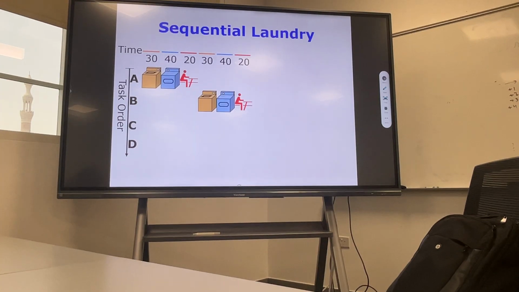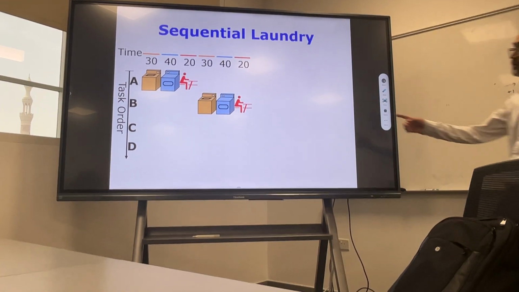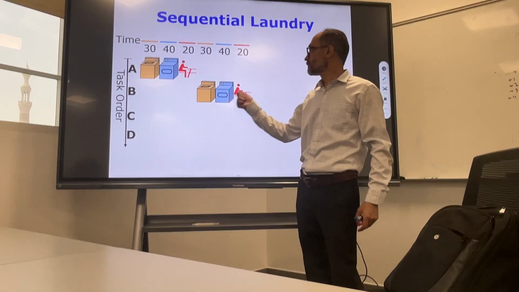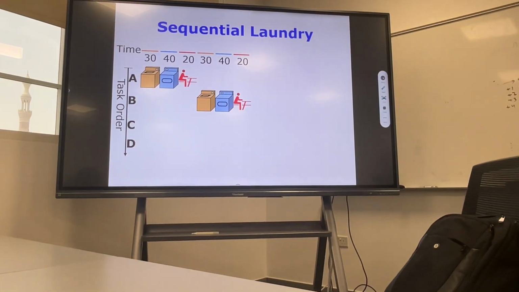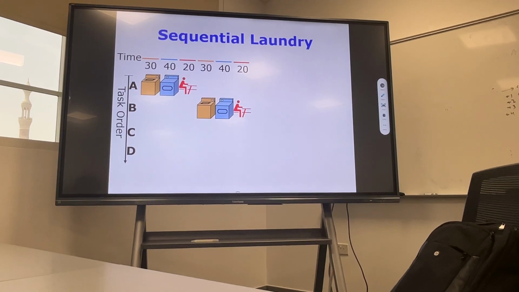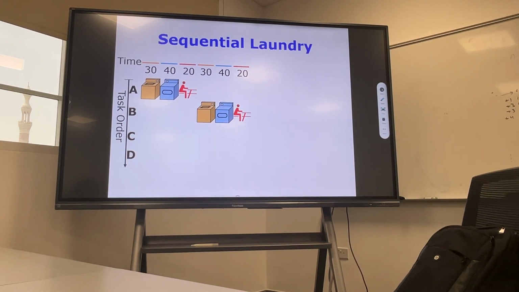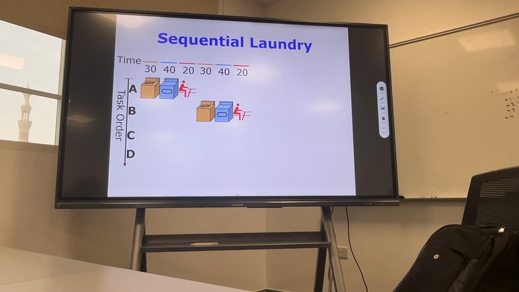Now, this is a sequential laundry. Now we start with washing, and then he dries the cloth, and then he irons it. Good approach or bad approach? Why? Because as soon as the first person is done with washing, he can start. So basically, this is the typical sequential operation.